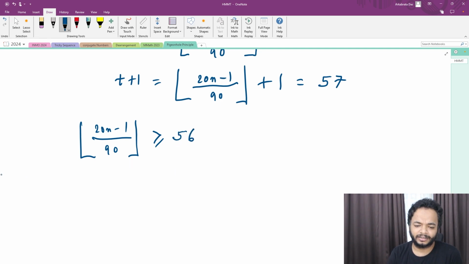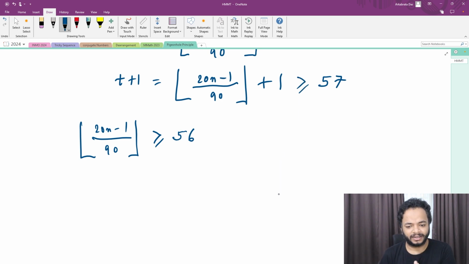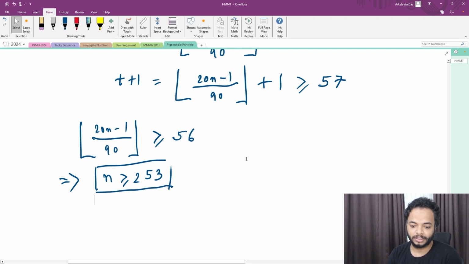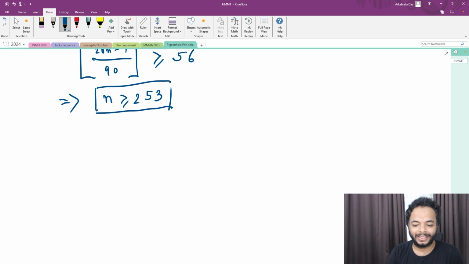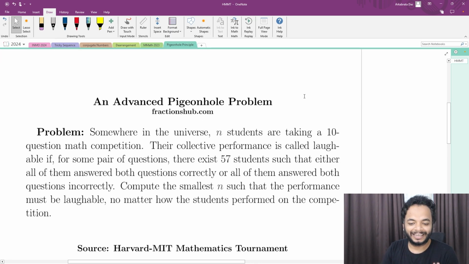Okay, so let's take it greater than or equal to 57. Now I have solved it. As I said, n comes out to be greater than or equal to 253. You can easily solve it, there is nothing much. So n equals 253. What we can say here is that if 253 students are giving the exam, where the exam contains 10 questions, there will be a pair of questions where at least 57 students have answered both correctly or both incorrectly.